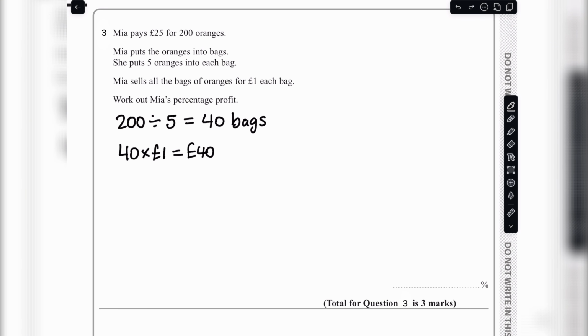And finally, to determine the percentage profit, we need to subtract £25 from £40 and divide that value by the original price, which was £25, and multiply this answer by 100. And that gives us a value of 60%. So Mia's percentage profit is 60%.